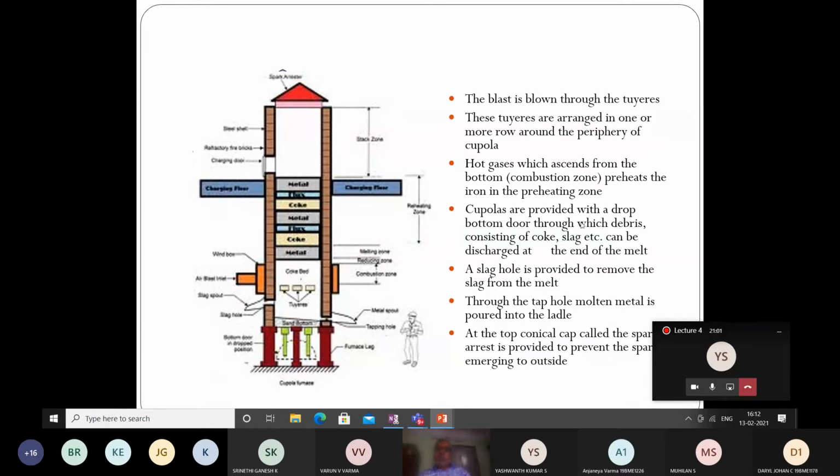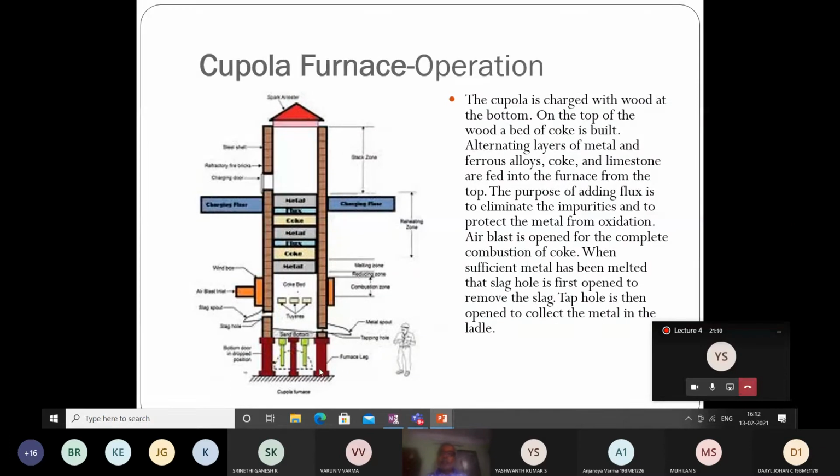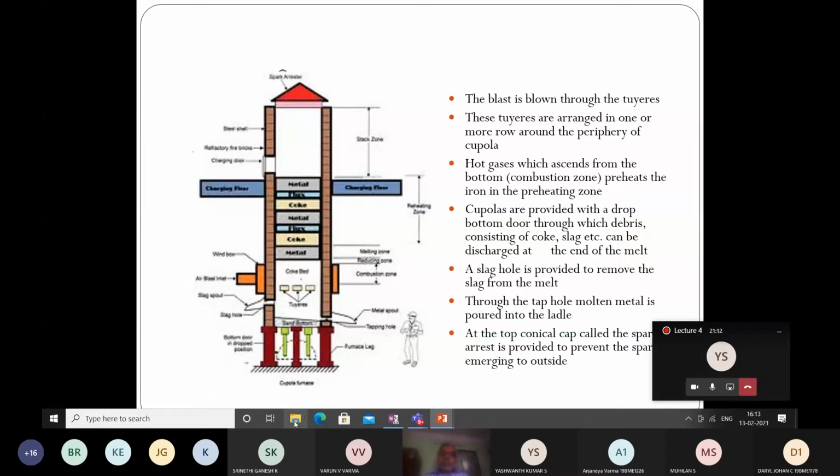So the cupolas are provided with a drop bottom door through which debris, coke, slag, etc. can be discharged at the end of the melt. In the bottom there will be some provision to take things out. After the melting is over, we have to take out whatever remains. There will be a lot of burnt coke, unburnt metal, flux, all these things. They have to be taken out for the next melt.